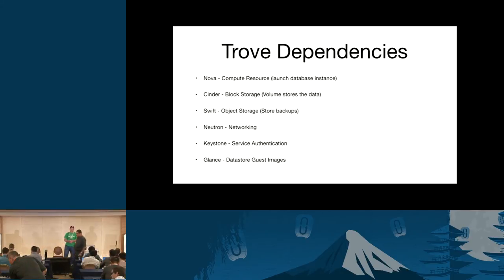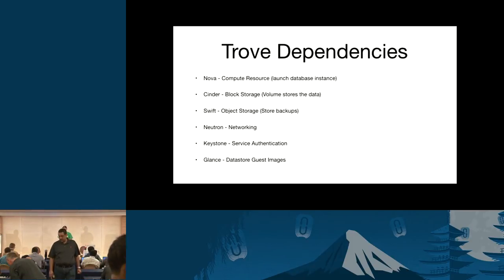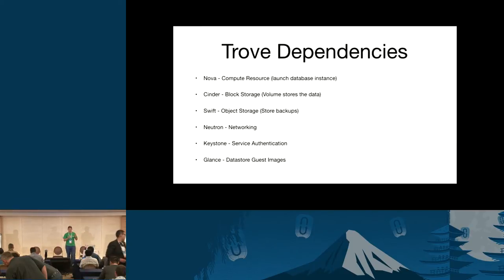So within Trove, we have a couple dependencies. We depend on Nova. That's providing the compute resources, which is the instance where your database is running. We have Cinder. Cinder is providing the actual storage backend. That's where, for example, in MySQL, you have /var/lib/mysql. That is where we mount the volume. So it stores all of your data in a volume that can be replicated, can be detached if needed. It basically gives us a little bit more flexibility to not contain everything on that instance. If your instance dies for whatever reason, then we have a way of getting that data back.